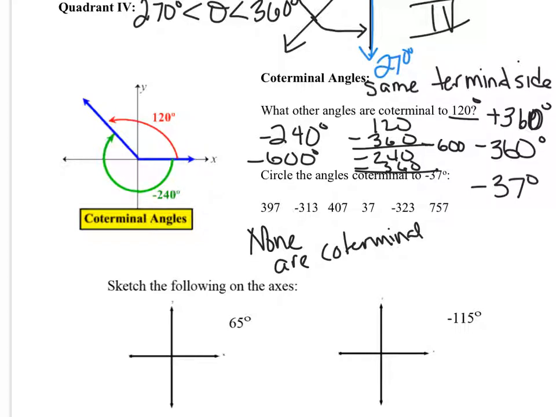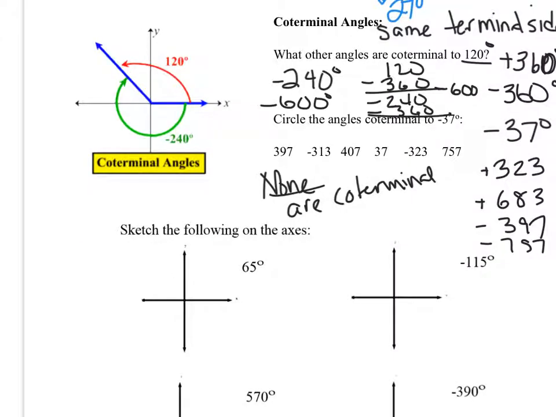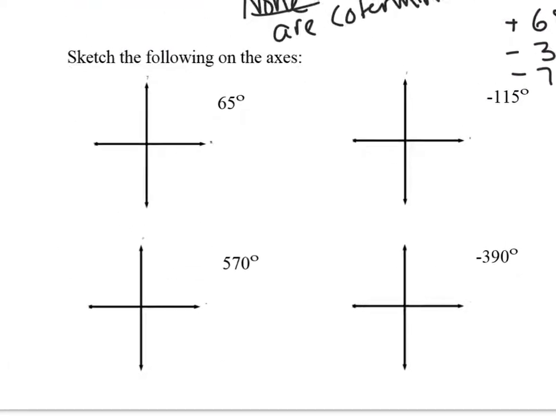All you do is you add 360 to negative 37, and I get numbers like positive 323. That's not negative 323. Add 360, and I get 683. These numbers are coterminal, positive, but the other ones aren't. And then if I take negative 37 and subtract 360, I get negative 397. I can subtract 360 again, and I get negative 757, but these are not any of the ones that are there. None. I don't know if I'm a genius or not very bright, but whatever.